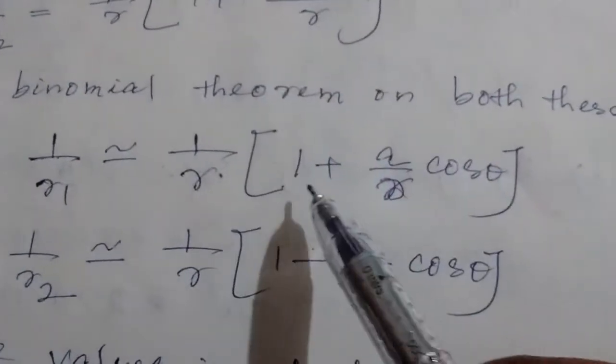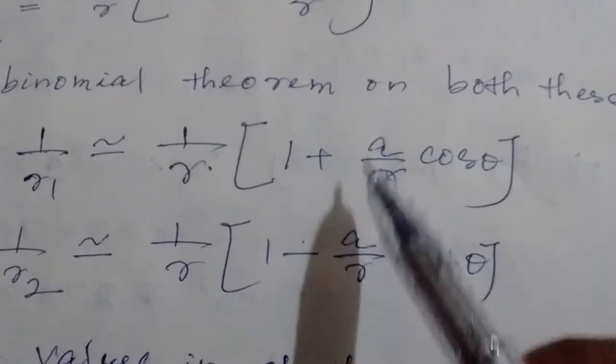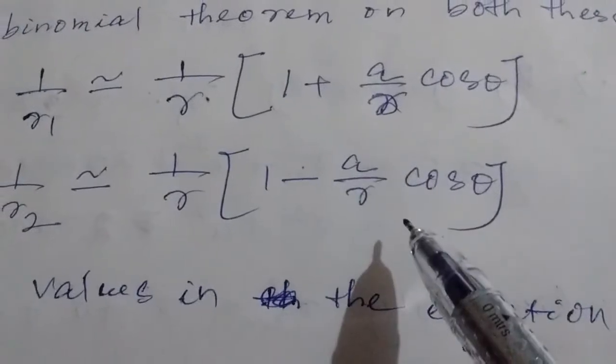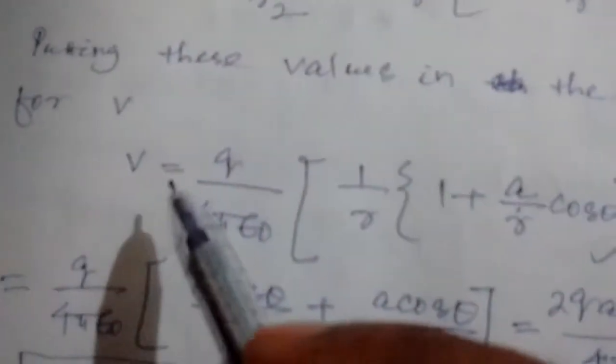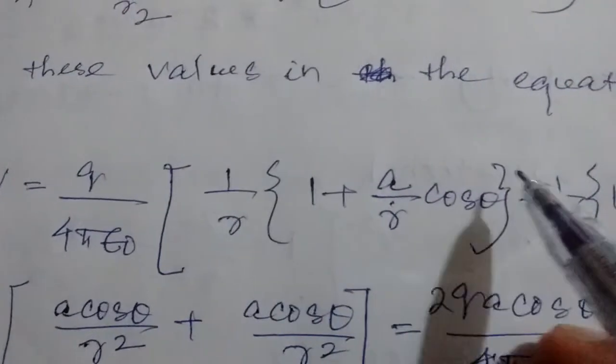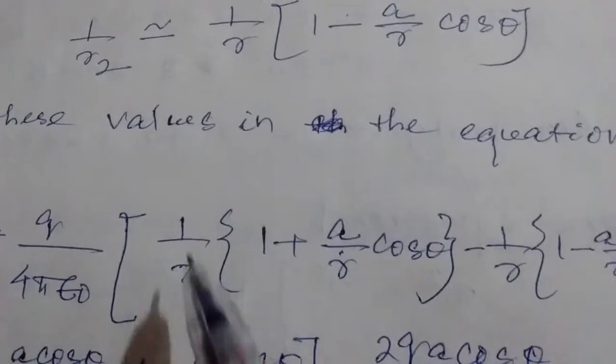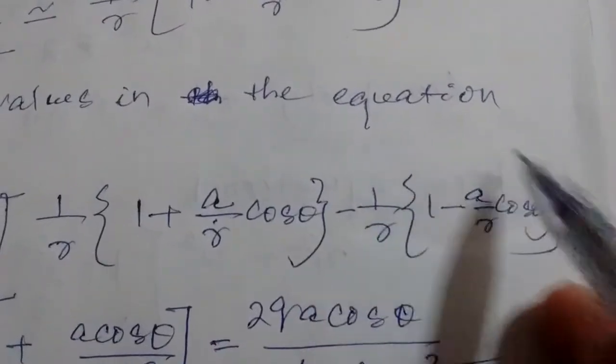Okay, now you look, first term is 1, second term is a cos theta by r. Similarly applying binomial theorem, the second term, that is 1 by r2, will become like this. Now we have already got 1 by r1 and 1 by r2 as well. Simply put these two values in our first equation, that is V is equal to q by 4 pi epsilon naught into 1 by r1 minus 1 by r2.